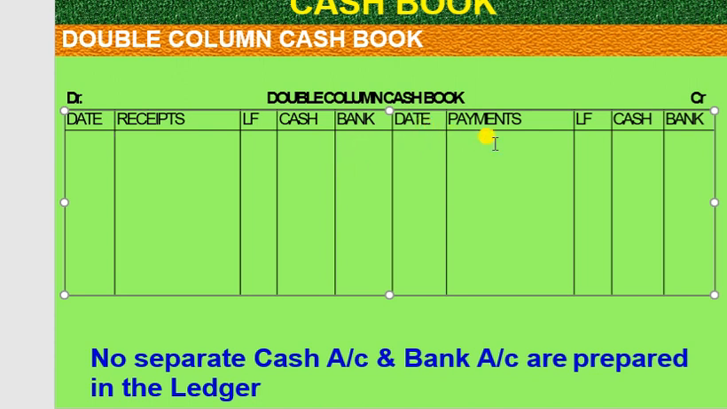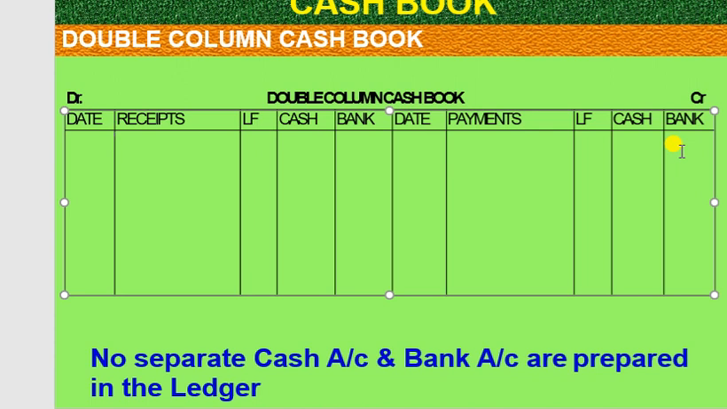In the same way, cash withdrawn from the bank. What will be the journal entry? Cash account debit to bank. So here we will write "By cash," but the amount will be written in the bank column. Another posting, "To bank," but the amount will be written in the cash column. That type of transaction is known as a contra entry.